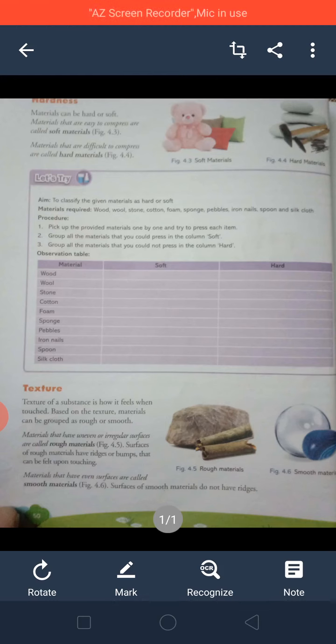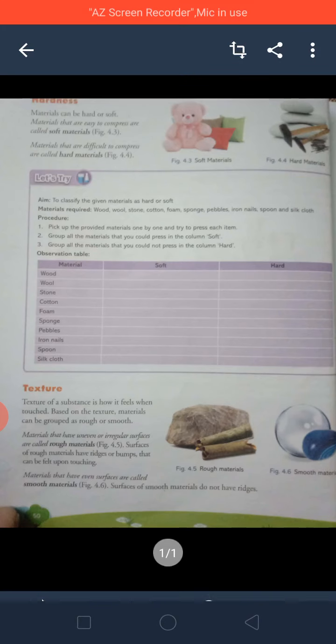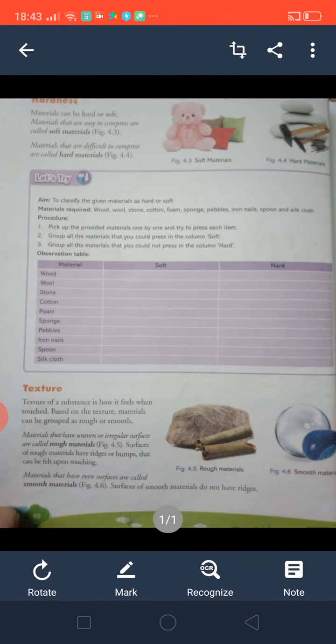On the practical file, how do you have to write down this activity? First you have to write down with a black gel pen: Aim, to classify the given materials as hard or soft. Then you have to write down materials required. Whatever materials you have collected from the house, you have to write down those materials. For example, you have collected wood, wool, stone, cotton, foam, sponge, pebbles, iron nails, spoon, and silk cloth.